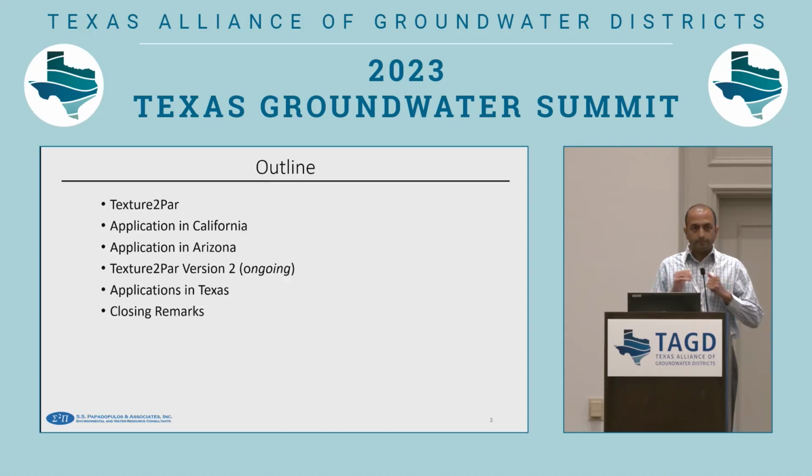The overall outline: we'll look at what this tool Texture2Par does, what it is about, how it is used. We'll look at a couple of examples in California and in Arizona. We'll discuss Texture2Par version 2, what we are doing now, specifically to integrate airborne electromagnetic surveys, the geophysical data that those surveys generate, and how we get those into the model and convert those numbers to aquifer parameters for model development and calibration. Then Rohit will talk about the applications in Texas, and then we'll close.